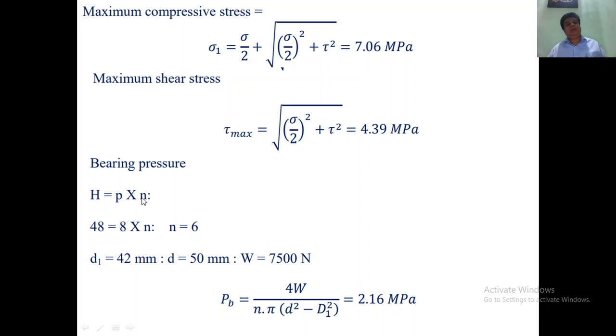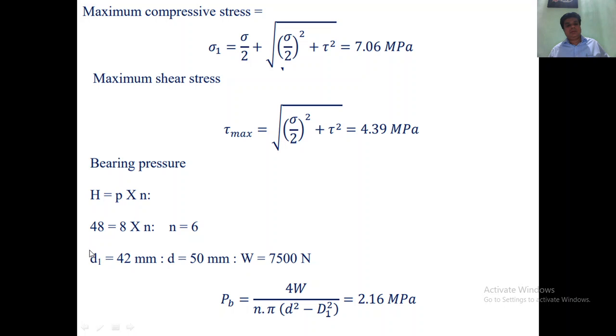So nut and the screw rod, they both are in contact, so that will give the bearing pressure or the bearing surface with respect to the relative motion between the screw rod and the nut. So you can calculate the number of threads bearing which are in contact when the nut is rotating around the screw rod. So the height of the nut is nothing but pitch into number of threads. So pitch is known, height is known, so you can calculate number of threads as 6.